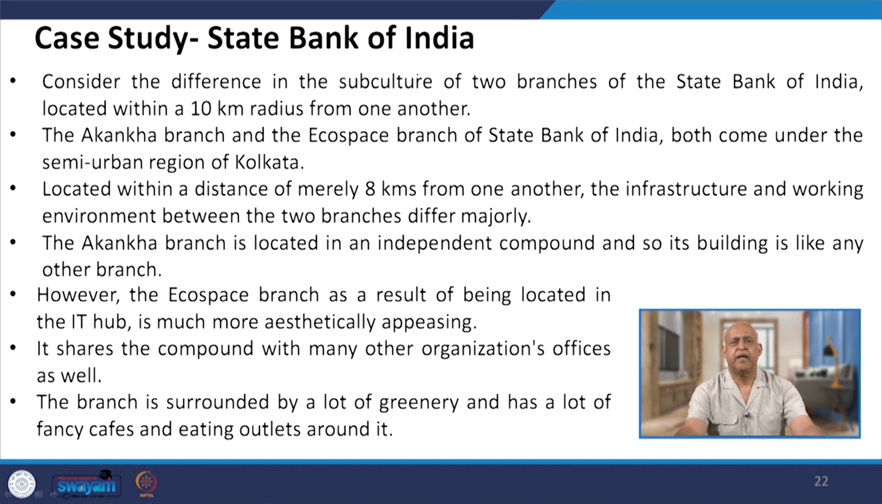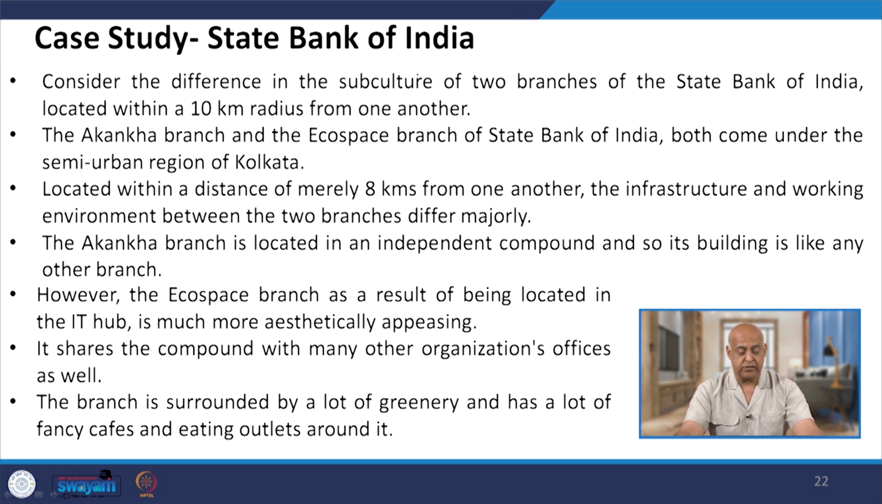Here I would like to take a particular case study of the State Bank of India, and the subculture of two of its branches located within a 10-kilometer radius of one another. The Akanksha branch and the EcoSpace branch of State Bank of India both come under the semi-urban region of Kolkata. Located within a distance of merely 8 kilometers from one another, the infrastructure and the working environment of the two branches differ majorly. Normally, we say that geographical location plays an important role in different culture formation, but here we find that even though they are only 8 kilometers away from each other, there is a particular difference in the environment and working culture.